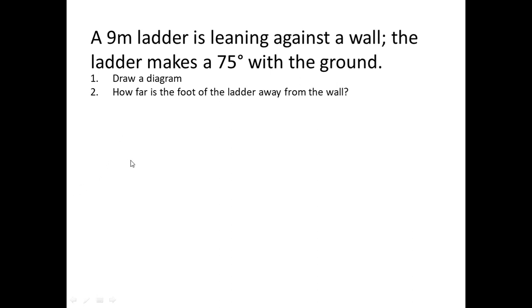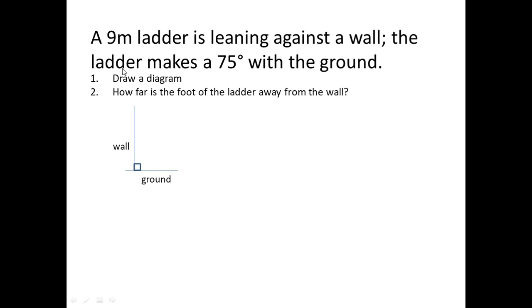A wall usually goes up and down. So I've put a line here to represent my wall. I'm going to label it as well. The other thing I know is that usually with walls, you're going to have the ground that's perpendicular to it. So I'm going to throw in also a 90-degree angle.